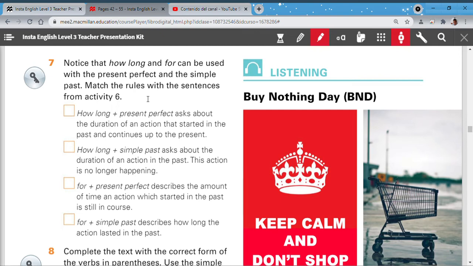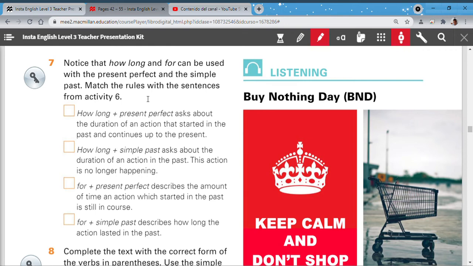For, okay, this is for letter A: for plus simple past describes how long the action lasted in the past. Letter B is for plus the present perfect, which describes the amount of time of an action which started in the past and is still in course. Letter C, how long plus present perfect asks about the duration of an action that started in the past and continues up to the present.